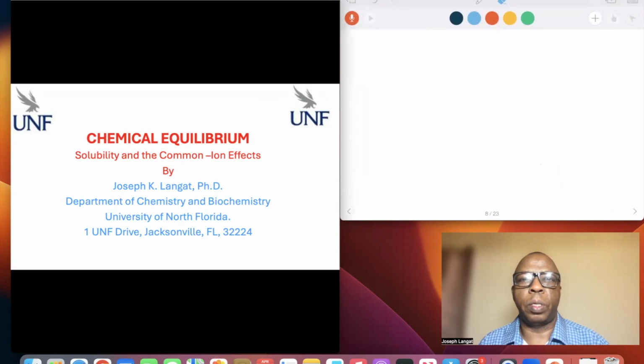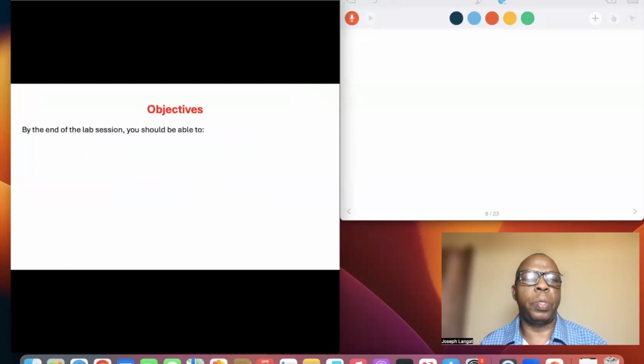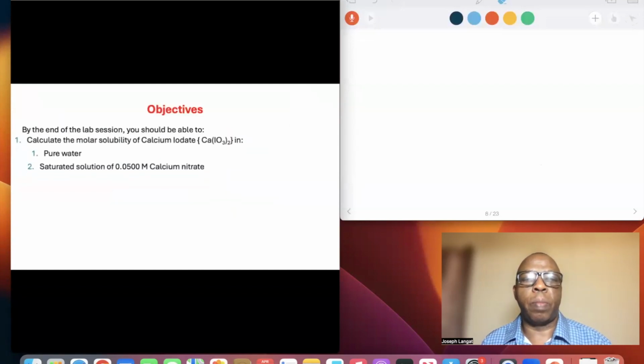Our experiment this week is on chemical equilibrium, specifically determination of molar solubility of calcium iodide. By the end of this lab, you should be able to determine the molar solubility of calcium iodide in pure H2O and in saturated calcium nitrate. Then from the molar solubility, you should be able to determine the Ksp.